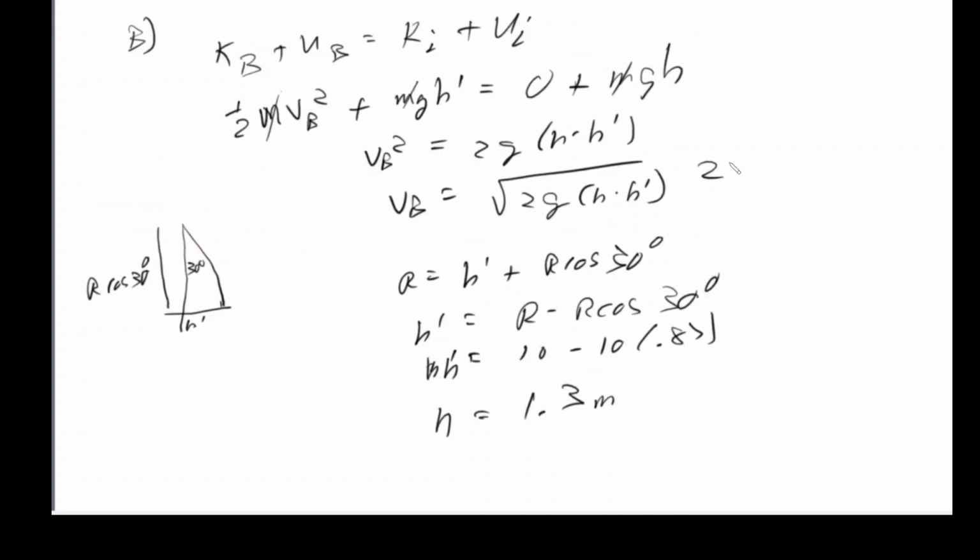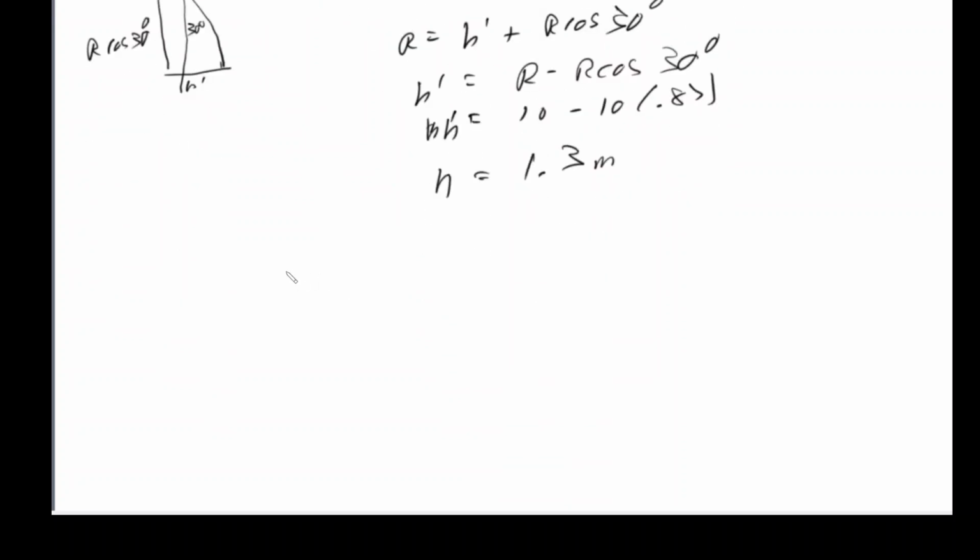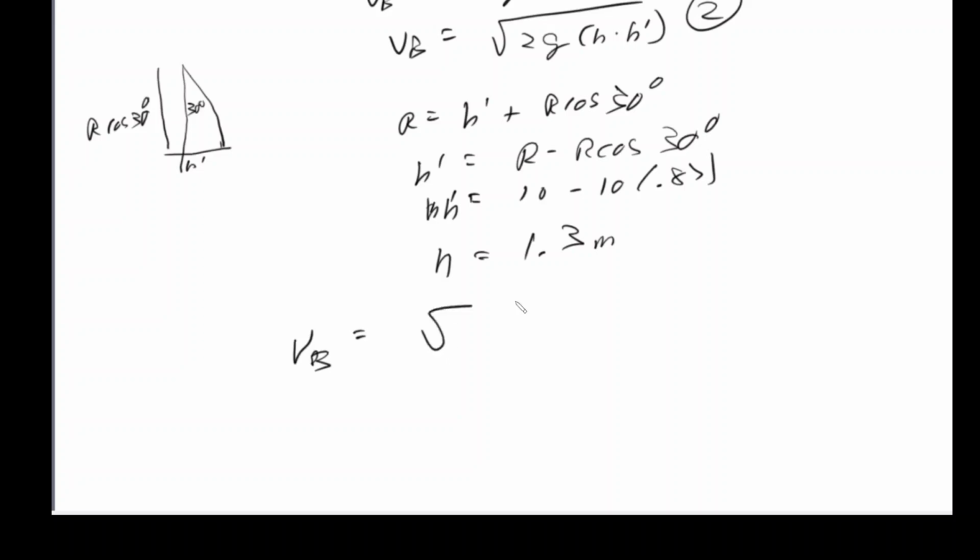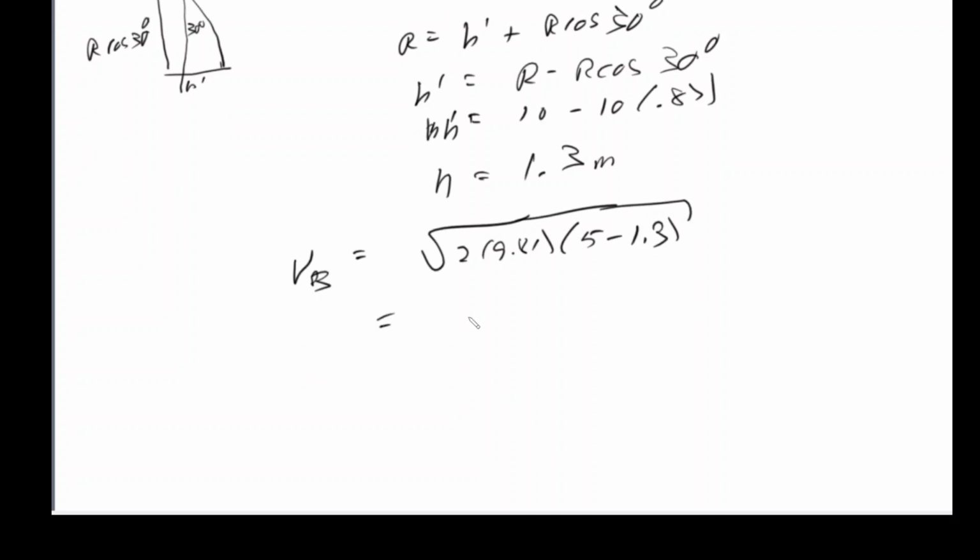So now putting that into equation 2, we get VB is equal to the square root of 2 times 9.81 times (h, which we know is 5, minus h prime, which is 1.3). VB is the square root of 72.6, or VB is equal to 8.5 meters per second as it passes through point B in the arc.